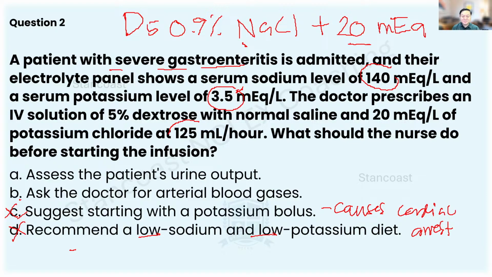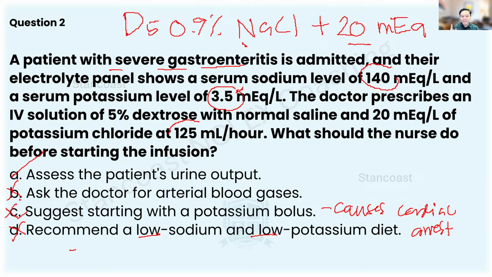If you are picking letter B, ask the doctor for arterial blood gases, is there such a need for ABGs this time? There isn't, okay? This is only ordered if there are possible signs and manifestations of metabolic acidosis, metabolic alkalosis, respiratory acidosis, or respiratory alkalosis, and we don't have that information about those imbalances, right? We don't have that in the scenario. So we don't have any other option but to assess the patient's urinary output.